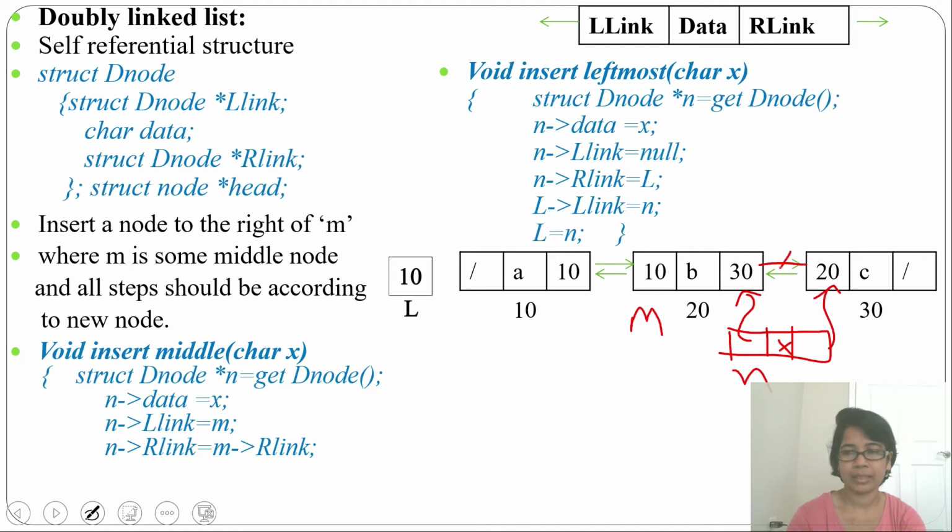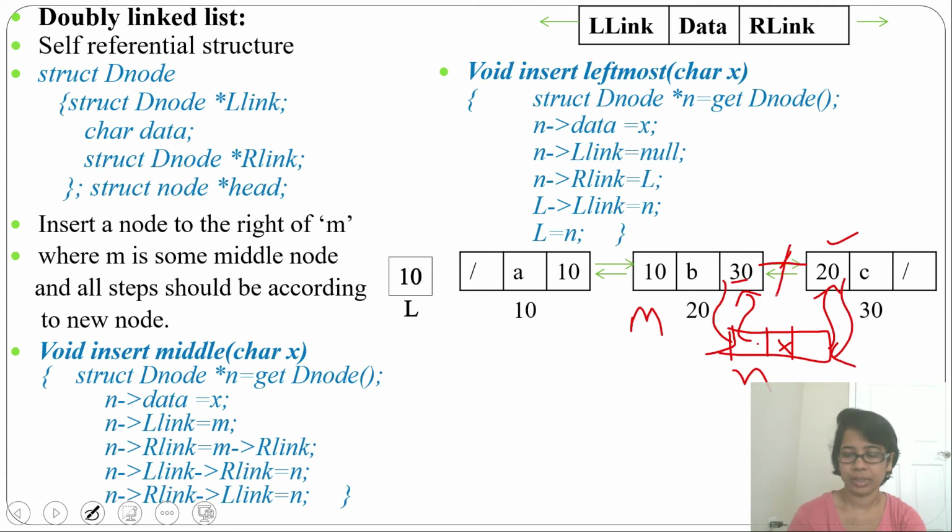Now this will be cancelled. Whatever the m right link was, that will be n right link. Then n left link's right link equals n, so n left link is this and its right link will be n. Then n right link's left link will be n. Here n right link is this, and its left link will be n. Now this will also be cancelled. So this is all about how you can insert a new node n to the right of some node m. I think you are clear. This is just the basic, you can change the code according to what is given.